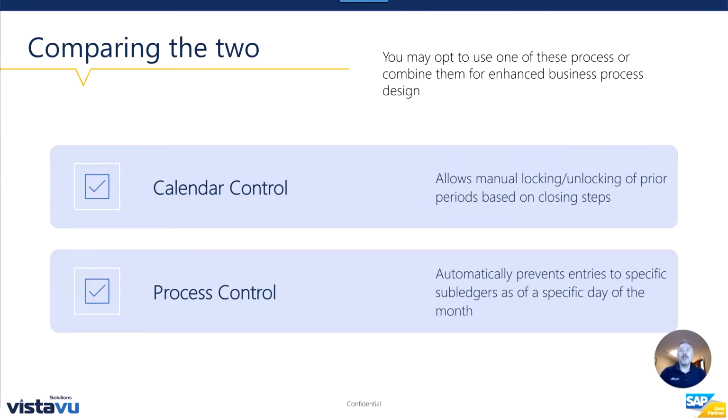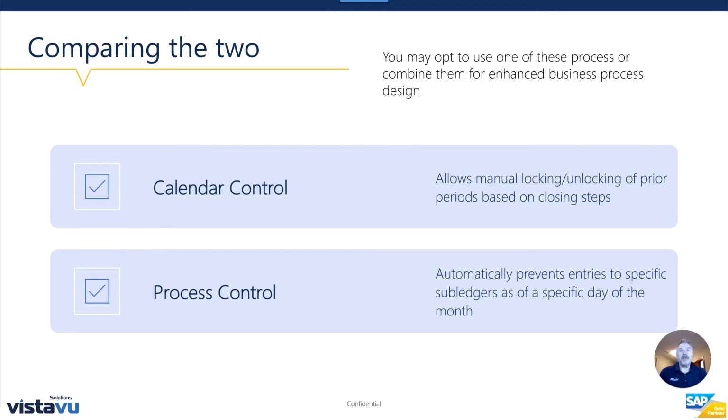First of all, both of these features are available to you. You may just decide to use one of these features, or you could use both of them together, as they do slightly different things. You probably can't get away without using calendar control. The reason being, this feature is what absolutely controls a period and prevents any entries from being made. So unless you're a very small organization, you will likely want the ability to lock down periods at some point and know that things will not change historically. Calendar control will let you do this.